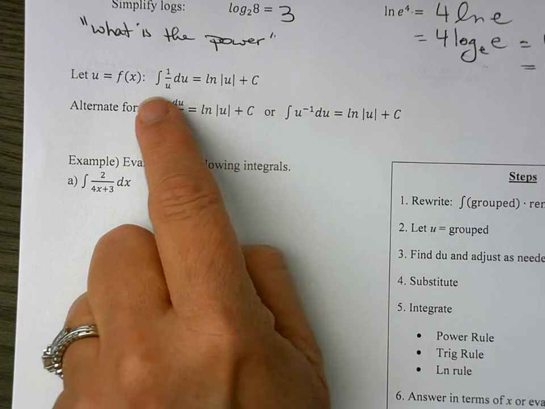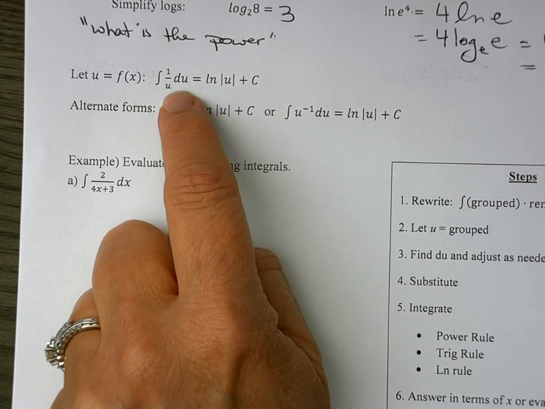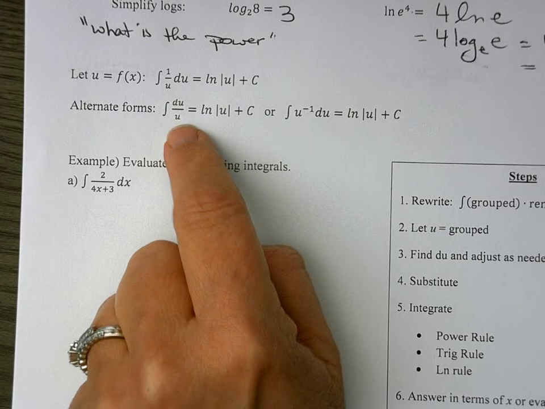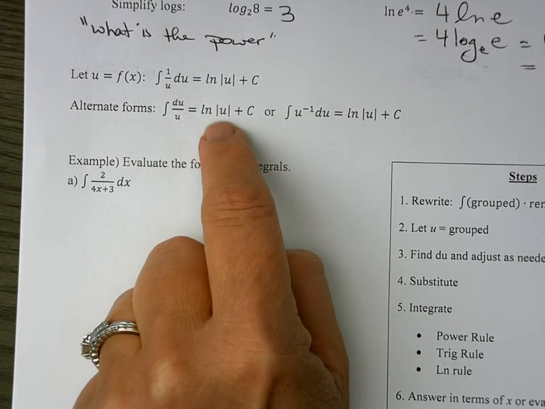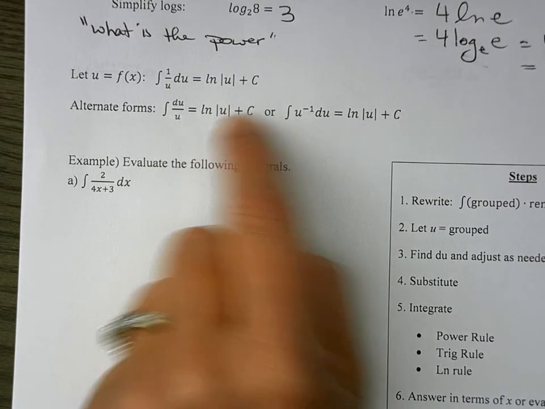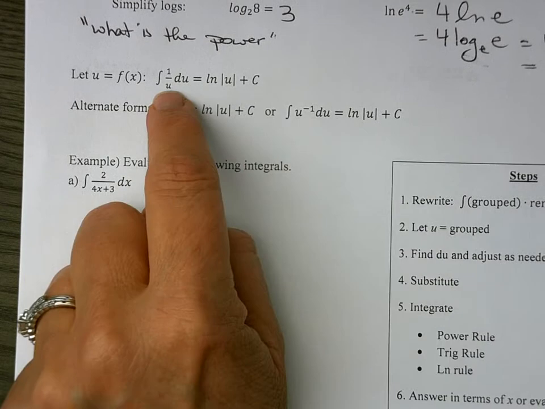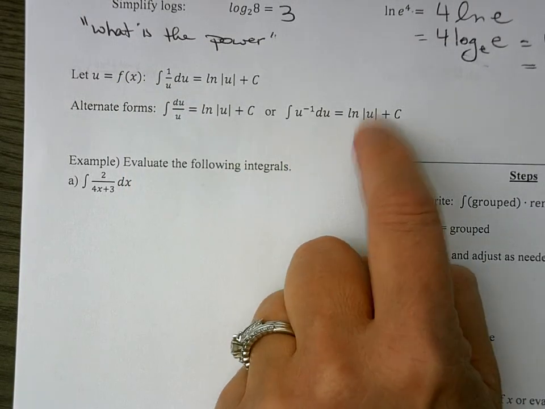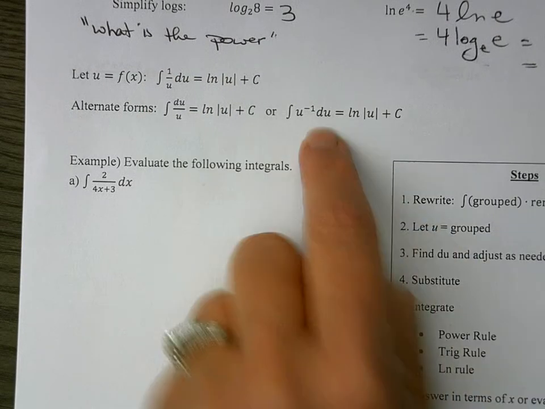So alternate forms, this is one way that you might see it. This is another way you might see it, right? Because 1 over u times du is that same, right? Well, that will still give you this here. Or I could bring the denominator up and make that a negative power, and if I see that form, I know that. So all 3 of these forms are equivalent.